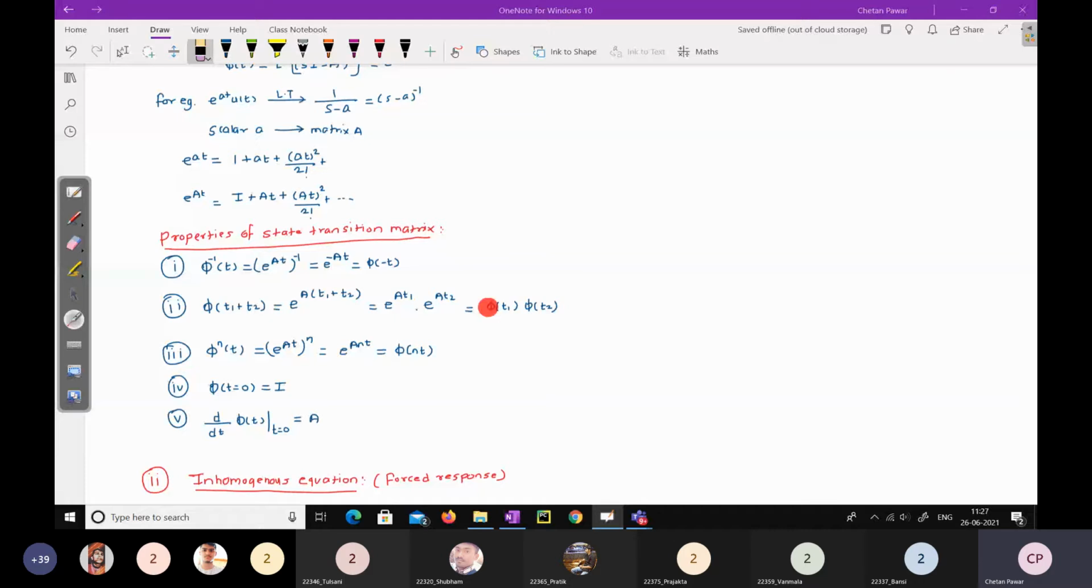Let us see the third property, pi raised to n of t. This will be e raised to a, whole raised to n, so that will be e raised to a n t, which is pi of nt. So pi raised to n of t will be pi of nt.